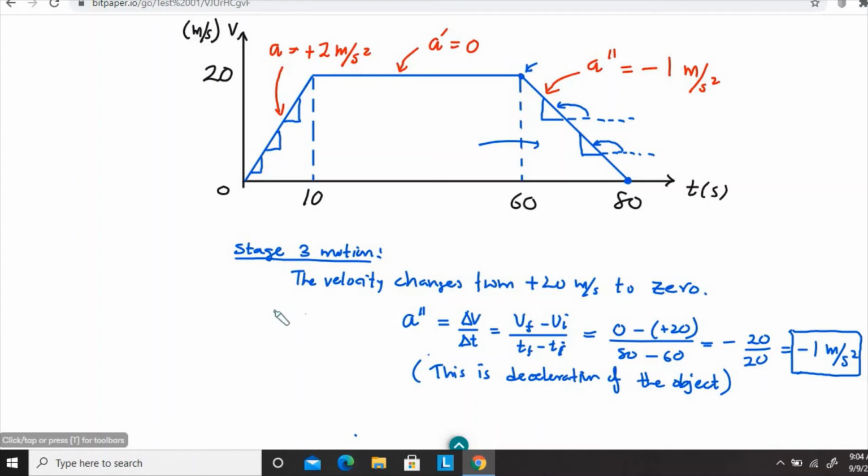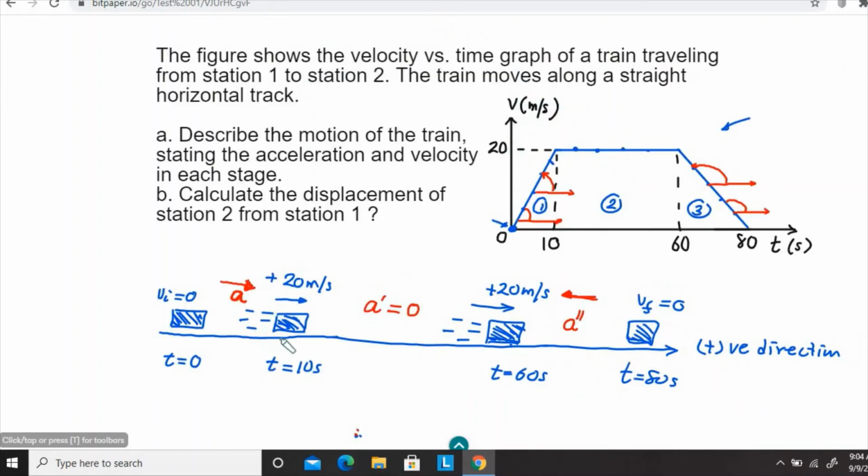Now let's look at part B, where we need to find the displacement. If we look at this figure, the displacement from station 1. So let's say now we are looking in terms of the position. Let's say this is station 1 and this is station 2.